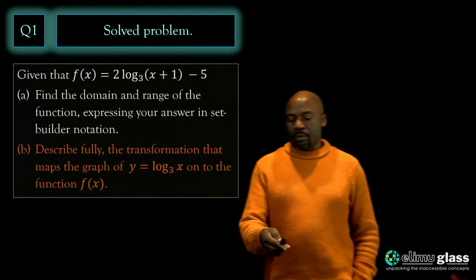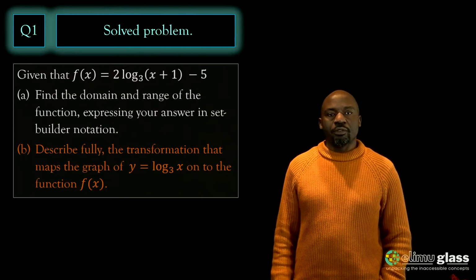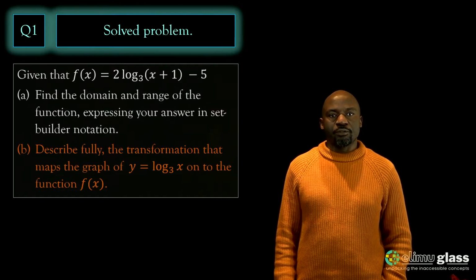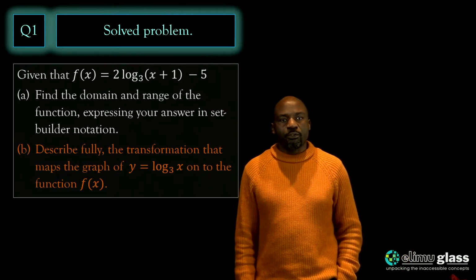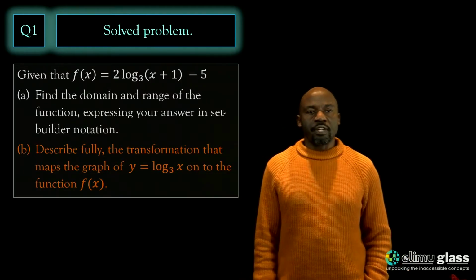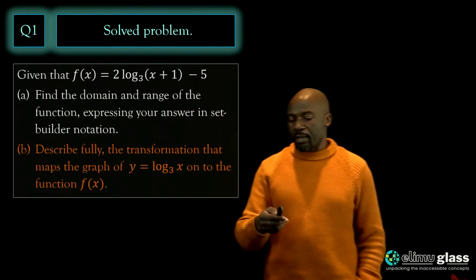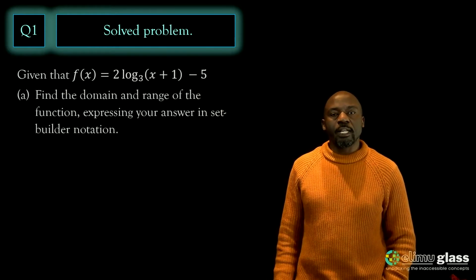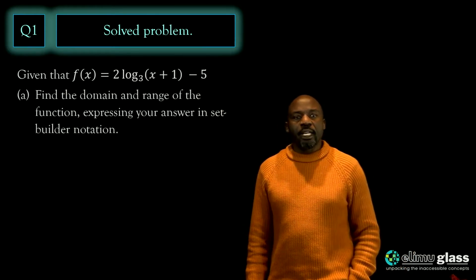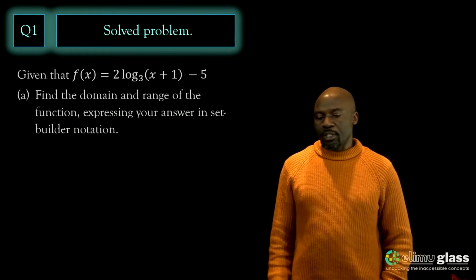Okay, and the second part, which is in orange, because it requires you to know a bit about transformation of function, is to describe fully the transformation that maps the graph of y is log to base 3 of x onto the graph of f of x, which means onto this graph here, right? So let's just look at this quickly. Find the domain and range of the function, expressing your answer in set builder notation.